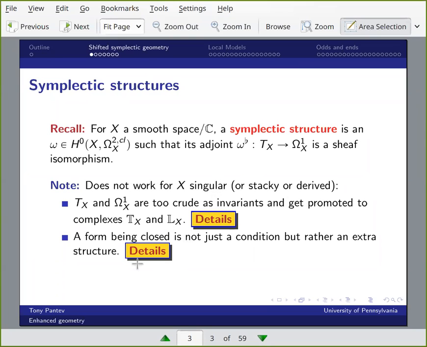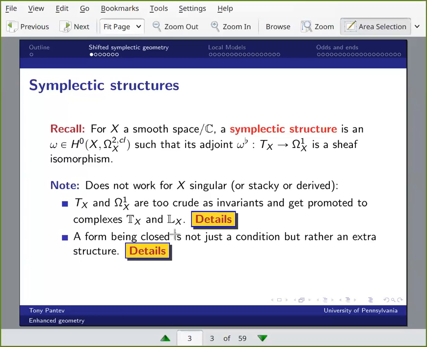that you need to modify if you want to understand these more complicated spaces. And the second, which again, I'm going to elaborate on in a moment, is that once you understand what the infinitesimal theory is, the fact that the form is closed actually turns out not to be a condition in this case, but turns out to be extra structure.